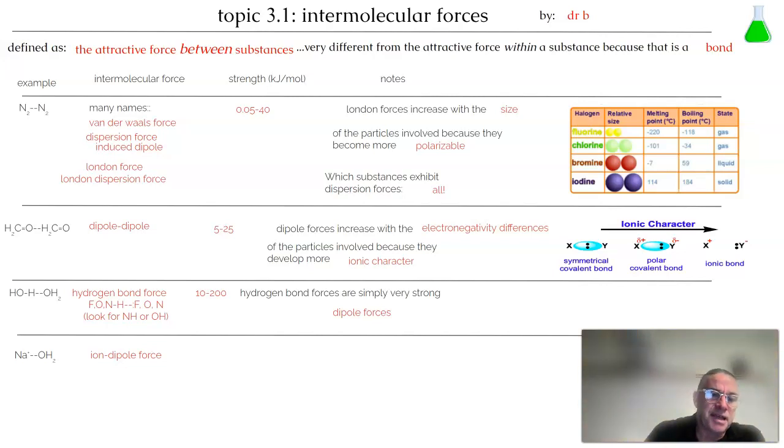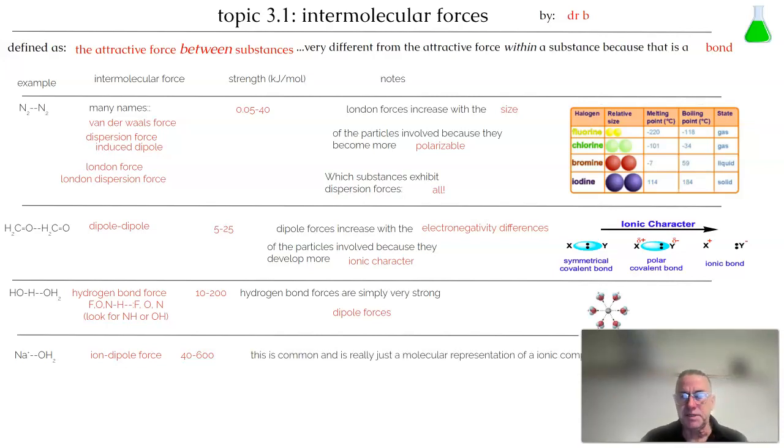Finally, we have ion-dipole forces, where you have a real cation, like a sodium cation here, in the presence of something that has a dipole. That's an ion-dipole force. Take a good look at that, and you should recognize that that would just be the sodium cation in water, right? So oftentimes that's what it is. They can go up to 600 kilojoules per mole, much stronger than a hydrogen bond force.